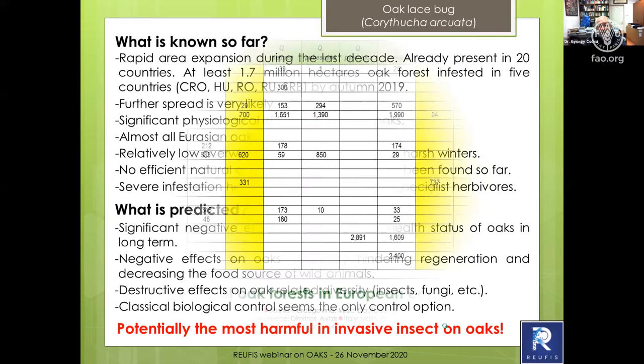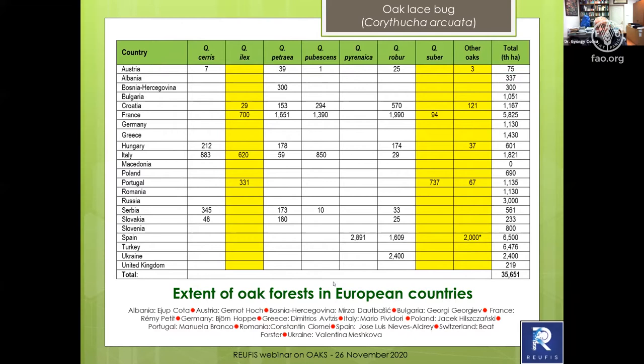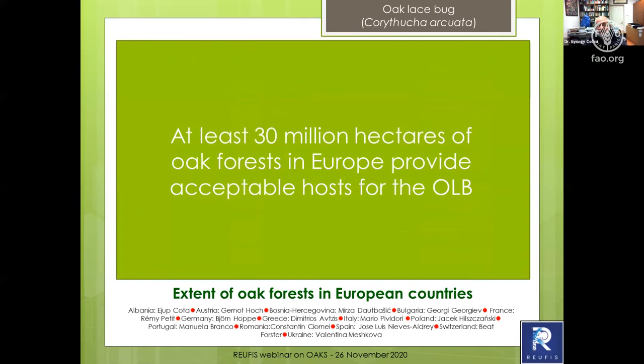This is a chart showing the extent of oak forest in Europe. The yellow columns indicate species which are not suitable hosts for the oak lace bug. But even so, at least 30 million hectares of oak forest in Europe provide an acceptable host for the oak lace bug. I wouldn't say that they will be killed in 10 years, but at least the hosts are suitable for oak lace bug.